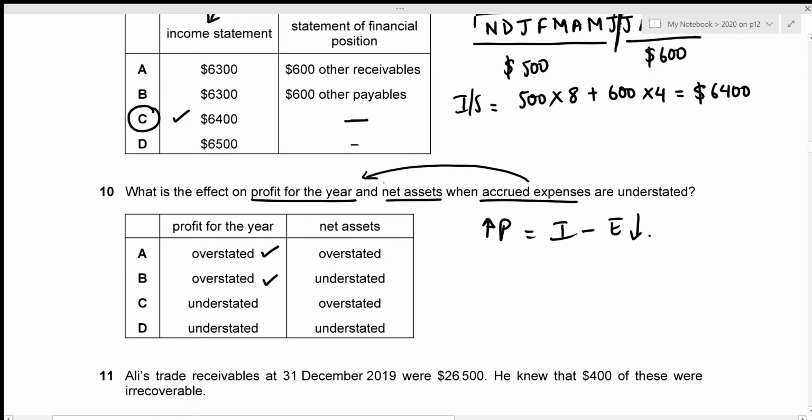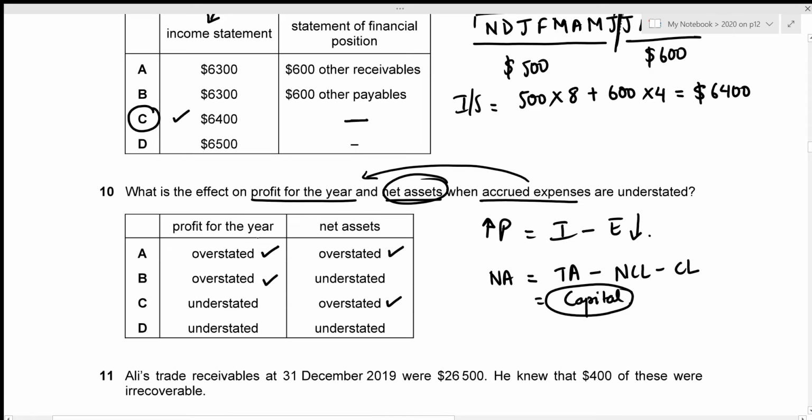Now let's talk about net assets. Net assets is just the difference between our total assets and non-current liabilities and current liabilities, which means that basically net assets is just the capital, right? And if we're talking about capital, we know that the profit for the year will be added to it. So profit for the year is also a part of the capital, which means that if the profit for the year is going to be overstated, then the capital would also be overstated. And if the profit for the year is going to be understated, then the capital or net assets would also be understated. So in this case, our net assets is also going to be overstated because we already figured out that the profit for the year would be overstated as well. Now the correct answer for both the profit for the year and net assets is given in option A. That will be our required answer.